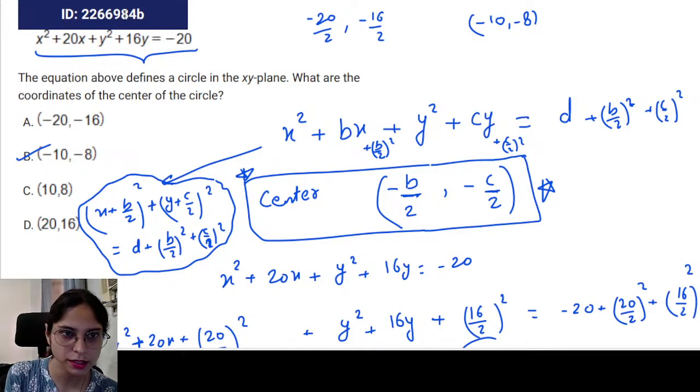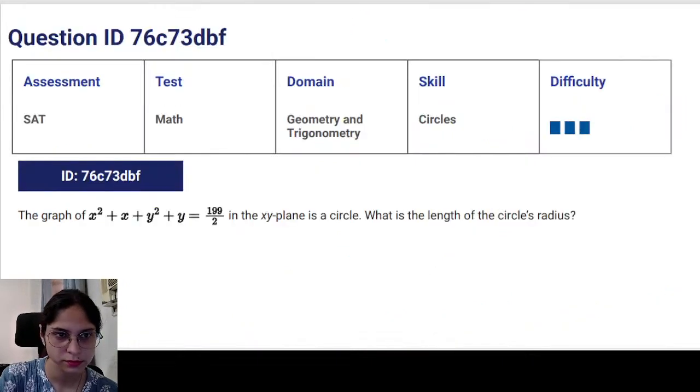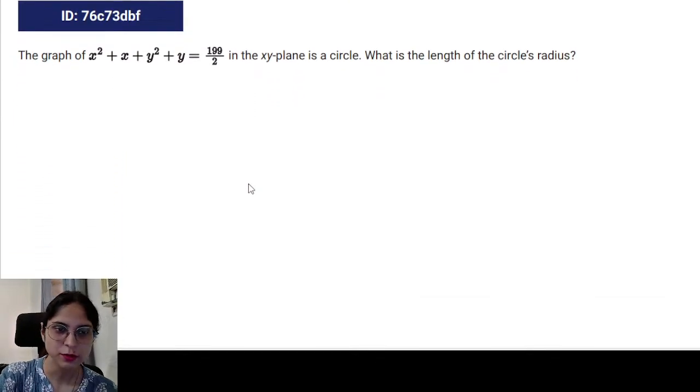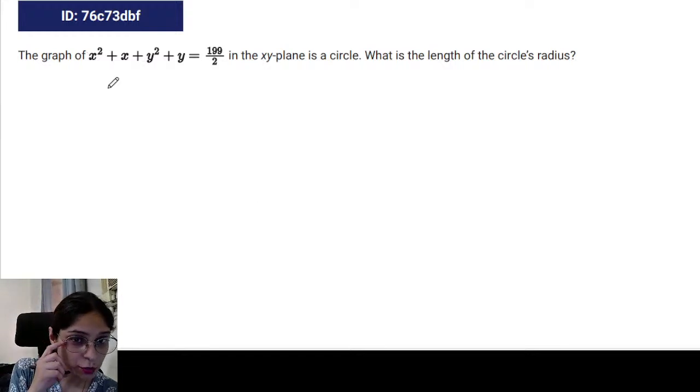So this is a really good formula to remember. Now question number 3. Again, exact same question over here. What is the length of the circle's radius? So here also you just want the radius, okay?